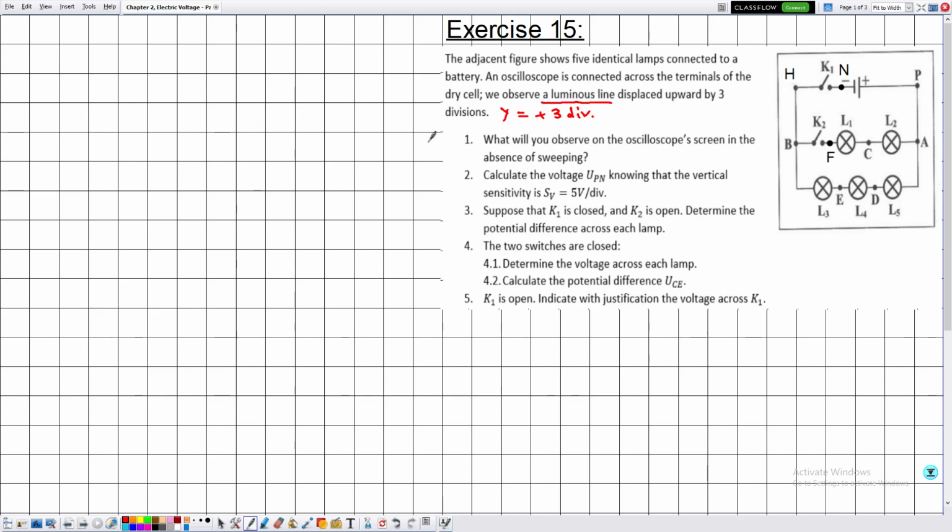In number 1, they are telling me what will we observe on the oscilloscope screens in the absence of sweeping. We know that in the absence of sweeping we will observe a luminous spot. It will be either displaced upward or at the center or downward.